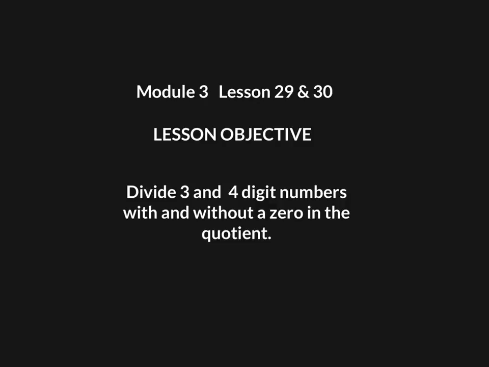Albright, and tonight we are going to be going over lesson 29 and 30, and our objective is to divide 3 and 4-digit numbers with and without a 0 in the quotient. So make sure you have a piece of scratch paper or a whiteboard so that you can work alongside me during this lesson, and let's get started.